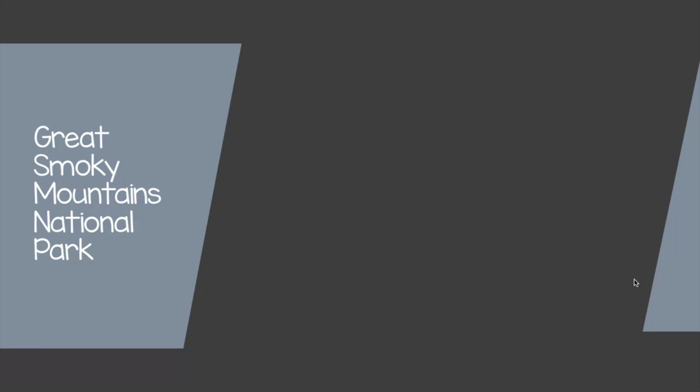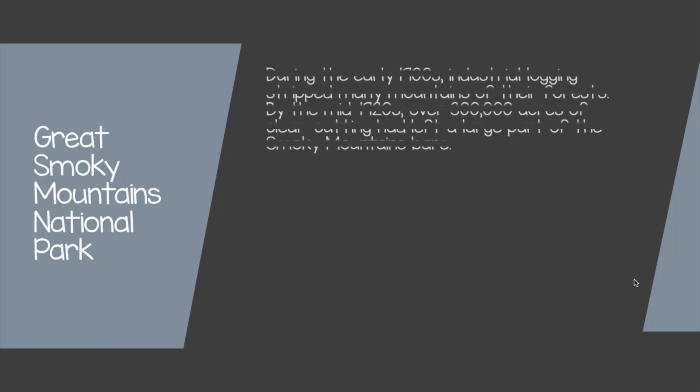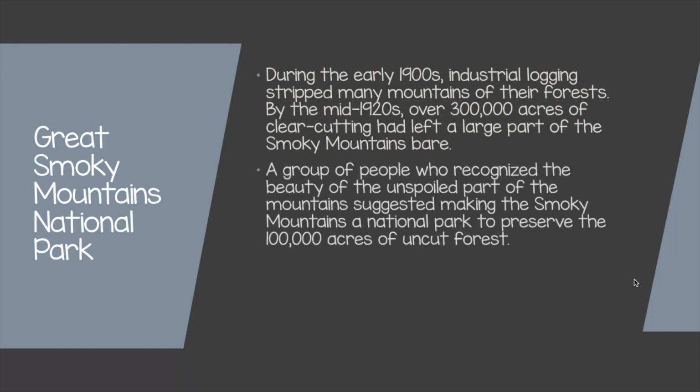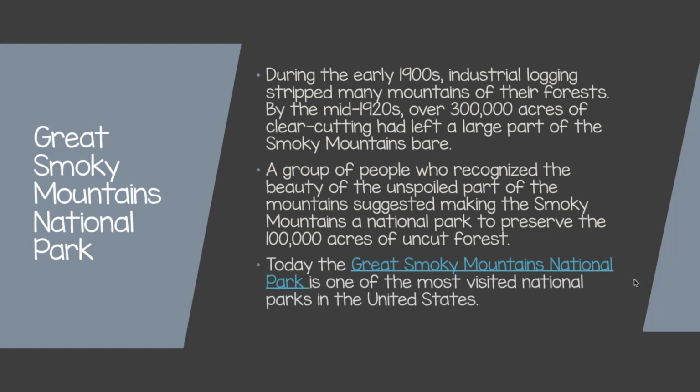We're going to look at the Great Smoky Mountains National Park. So in the early 1900s, industrial logging stripped many of the mountains of their forests. And by the mid-1920s, over 300,000 acres of clear cutting had left a large part of the Smoky Mountains bare. So a group of people recognized the beauty of the unspoiled part of the mountains and suggested making Smoky Mountains a national park to preserve or save 100,000 acres of the uncut forests. So today, the Great Smoky Mountains National Park is one of the most visited national parks in the United States.